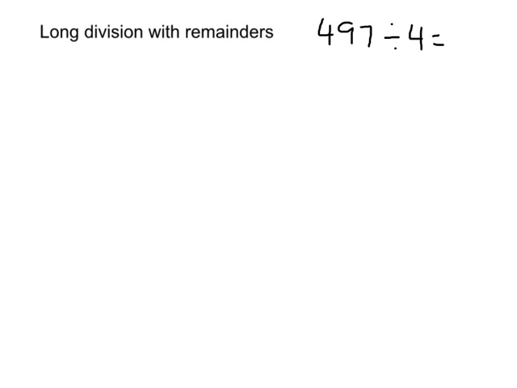Now the first step to this is rewriting this question in a way that you're able to divide properly. So we're going to take the 497 and we're going to rewrite it. So we have 497 right there. And now we need to put the symbol for division right over 497. So that's the number that we're going to be dividing up. Now we're going to take the 4 and we're going to put that to the left of the symbol. So now we have 497 divided by 4.